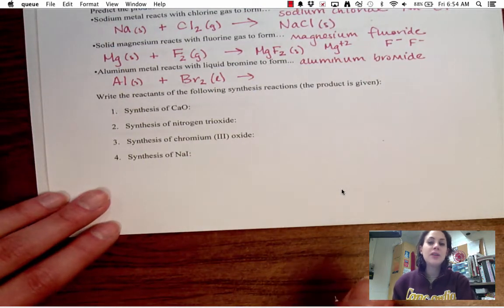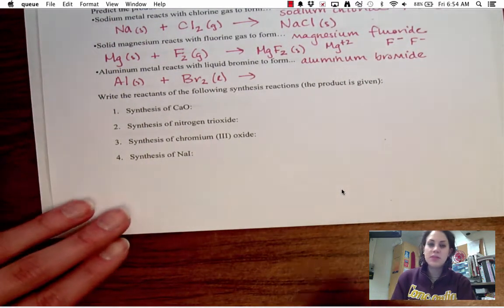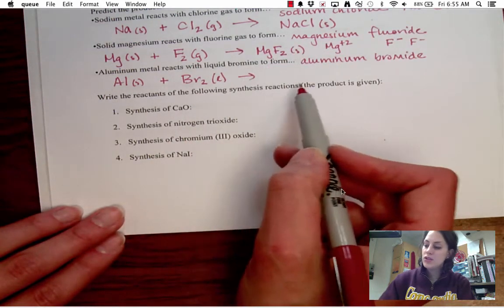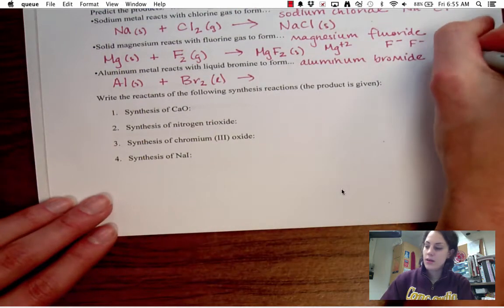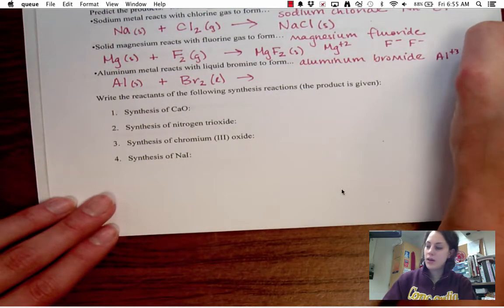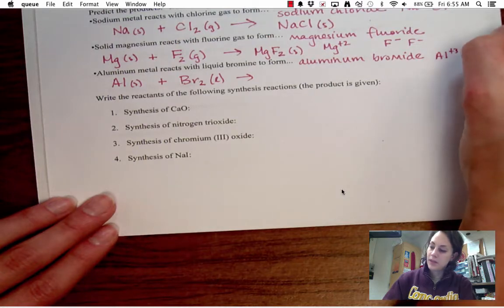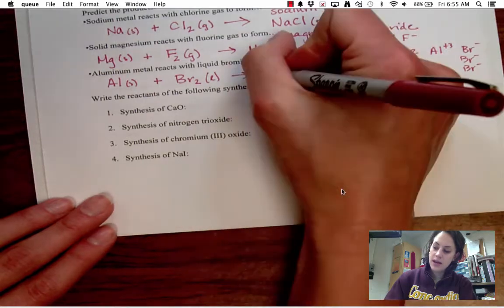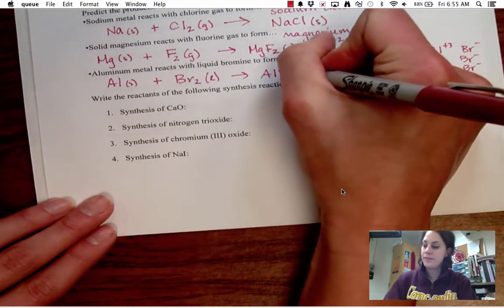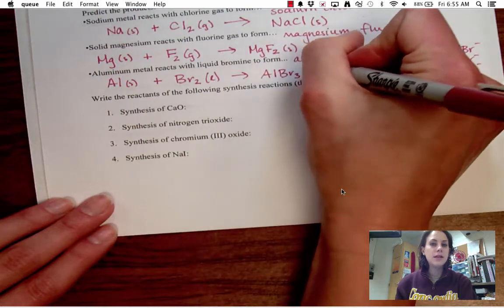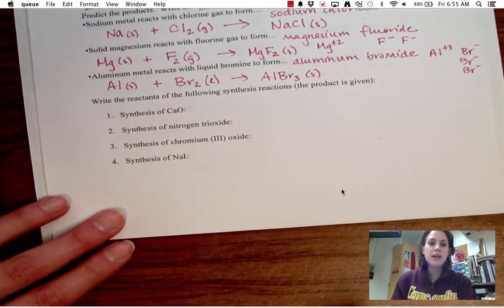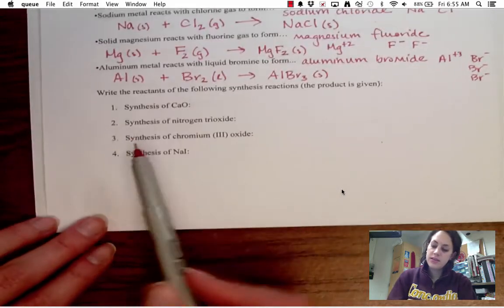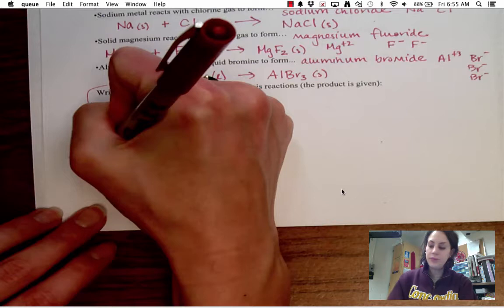So again, I need to write down my charges. I'm not just going to put these two symbols together and call it my compound. I have to think about how that's going to form. So aluminum is a +3 and Br is a -1, and so I need 3 bromides all together, and so my compound is going to be AlBr3. Solid. Okay, so go ahead and balance these 3. And then what I want you to try are these 4 on your own.